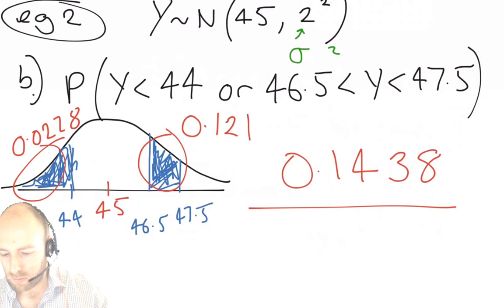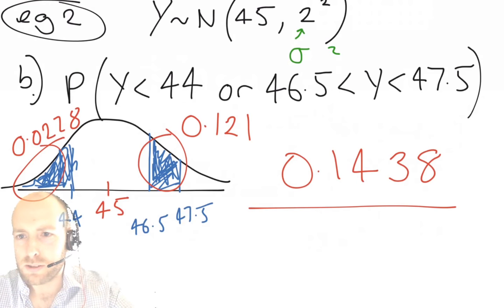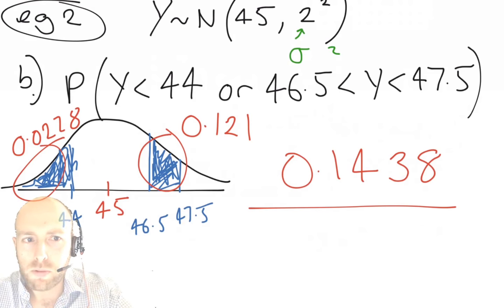Yes, I believe. Wait, is that right? Let me just double check that because I think I got a different answer when I did this earlier. The top one's right. I'm worried about that second one. Lower 0, upper 44.